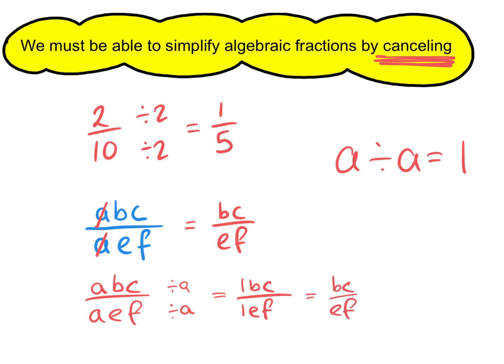And as we go through the examples in this chapter, we have to remember that cancelling is not just a case of scoring out from top and bottom. What we're actually doing is dividing by that value on the top and the bottom. And when I divide something by itself, it always leaves behind a little 1. And if you remember that, it'll make the rest a lot easier.